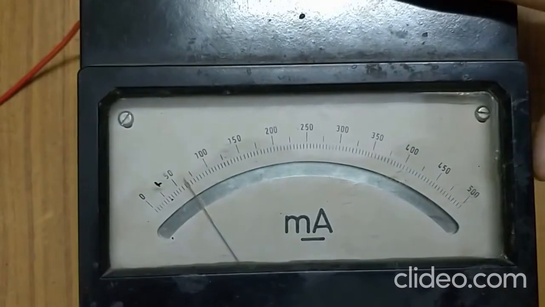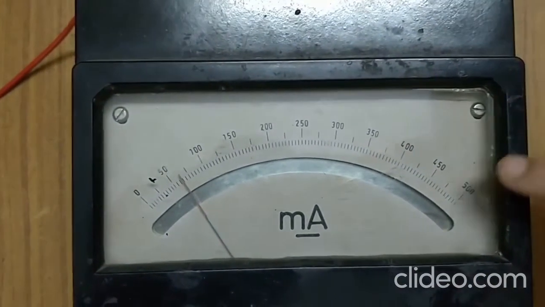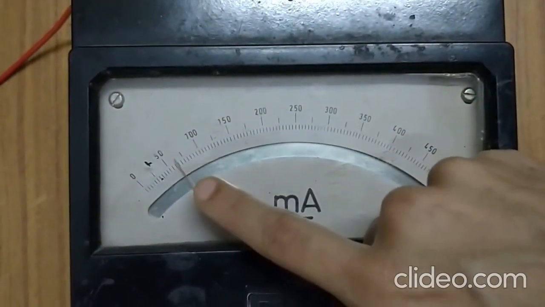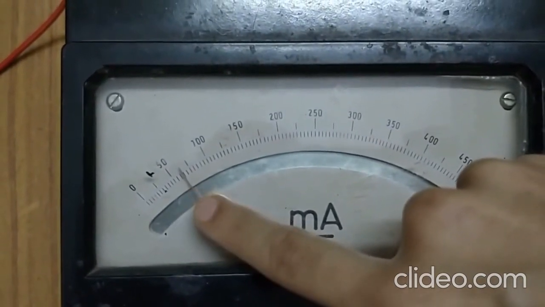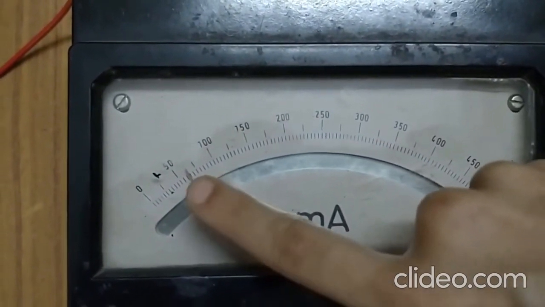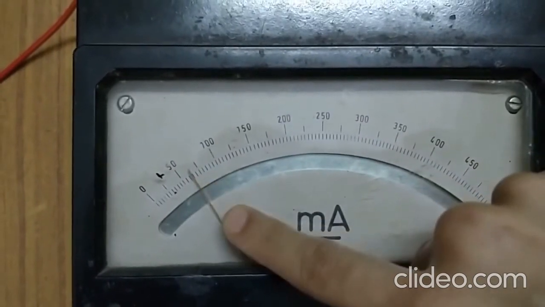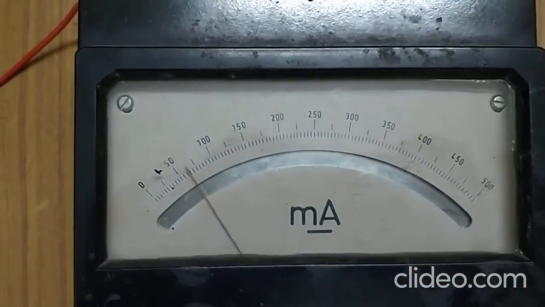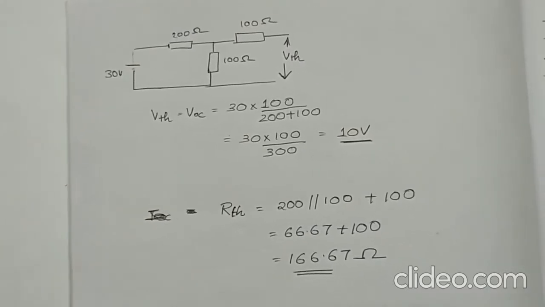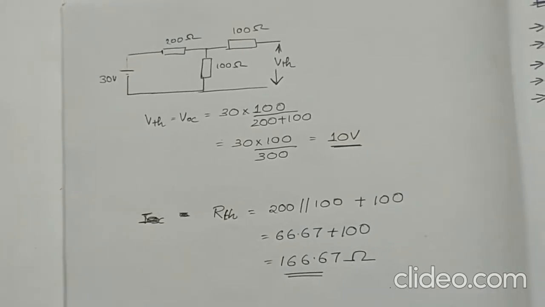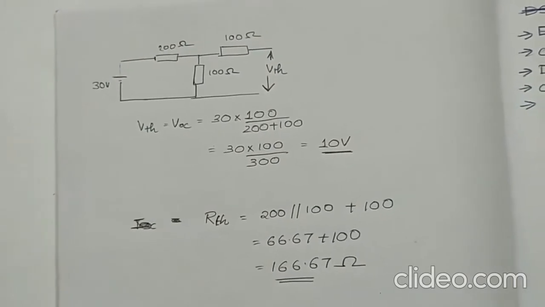So you can find that the current is 65 milliampere. Okay, so we are getting the short circuit current of value 65 milliampere. Now we will compare the theoretical value with that of the practical values which we obtained.